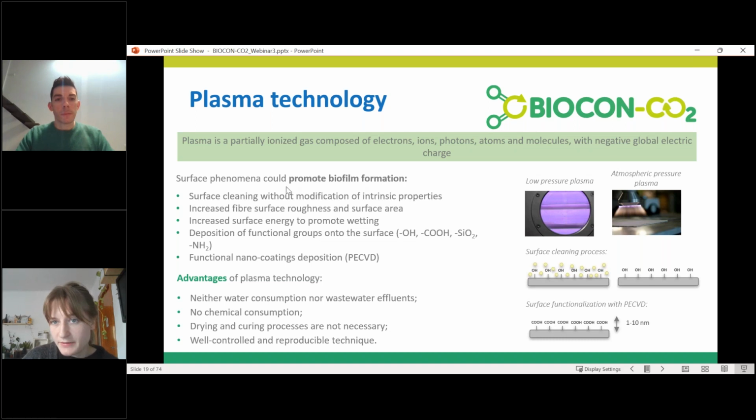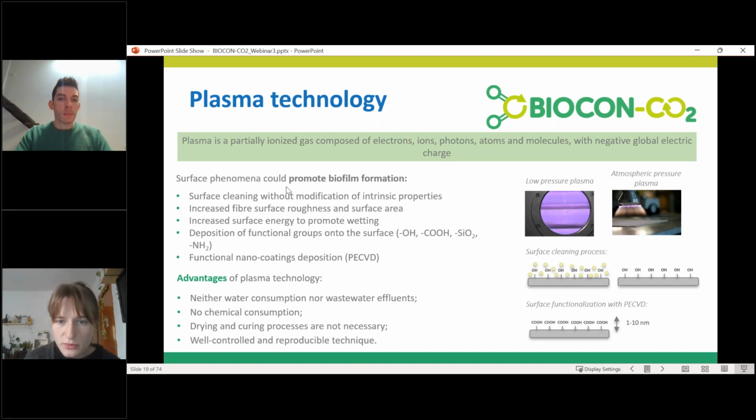And then, after characterizing and working with all the packing materials, we also worked in this project with plasma technology. Plasma is a partially ionized gas composed of electrons, ions, photons, atoms, and molecules with a negative global electric charge.